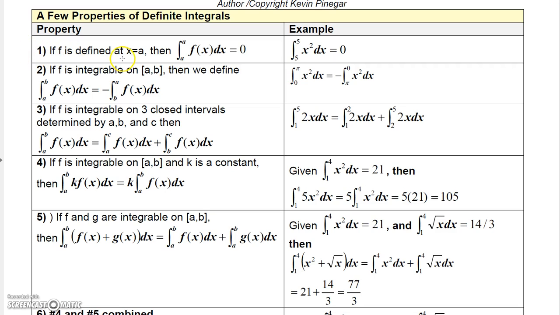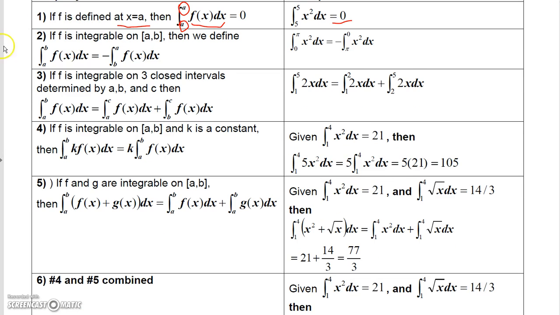The first property says if the function is defined at x equal a, then anytime you integrate a function from a to a, it's going to equal 0. So no matter what the function, if the lower limit and the upper limit are the same number, that integral is always going to be 0. I could show you with area, but basically, if you integrate from a to a, in terms of area you don't have any width, so therefore you would not get any area.